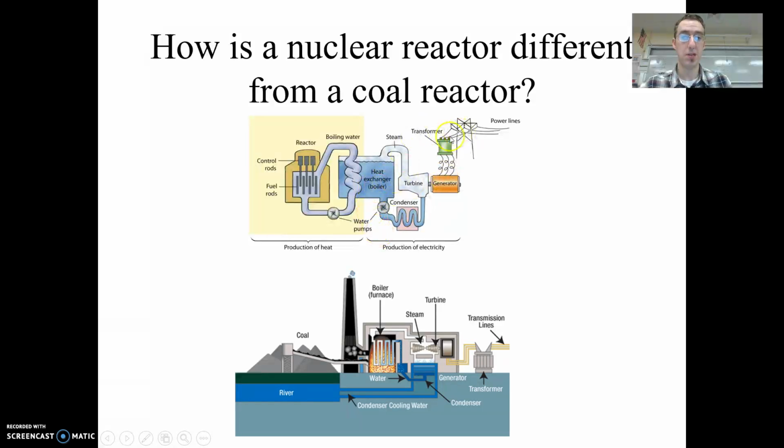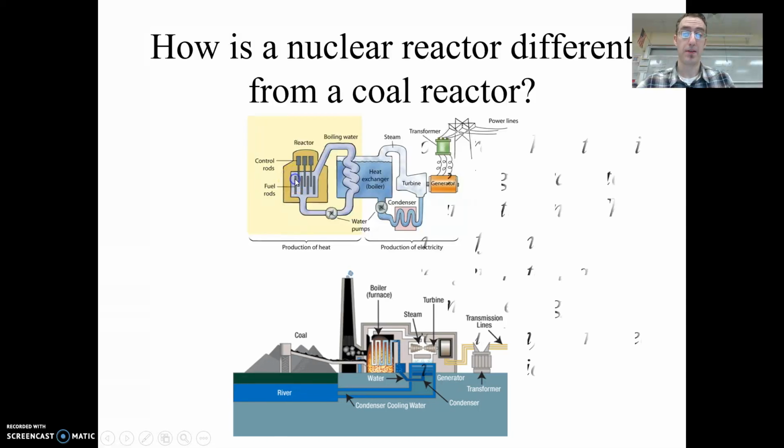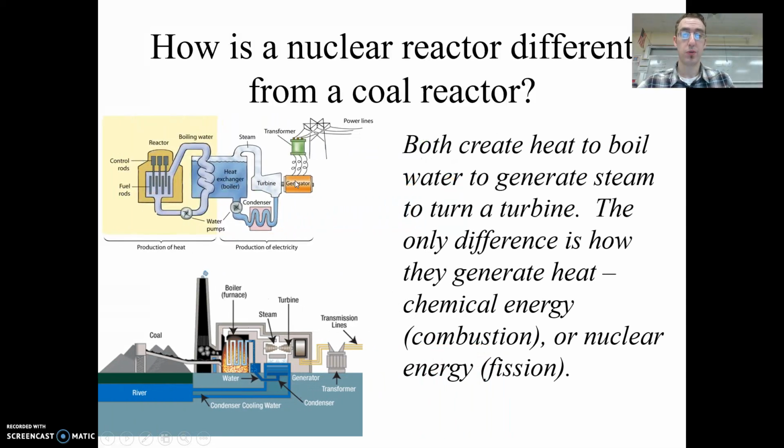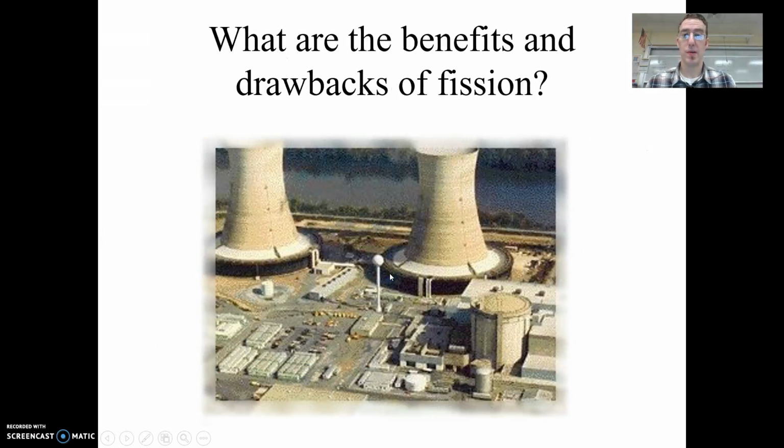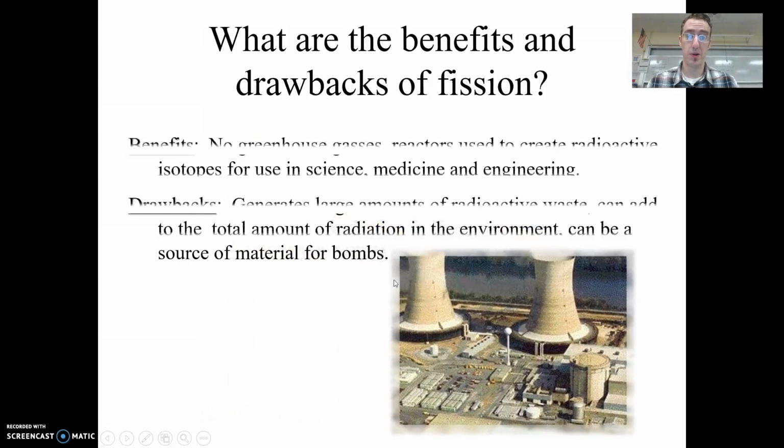Nuclear reactor does basically the same thing. It has a turbine and heat that heats up water to make steam, but where the heat comes from is from nuclear reactions using radioactive elements. So to put it in words, both create heat to boil water, generate steam to turn a turbine. The only difference is how they get the heat. Whether you're burning fossil fuels like coal and oil and gas, or using the energy released from nuclear reactions. That's the only difference. There's some drawbacks to using fission for energy though.